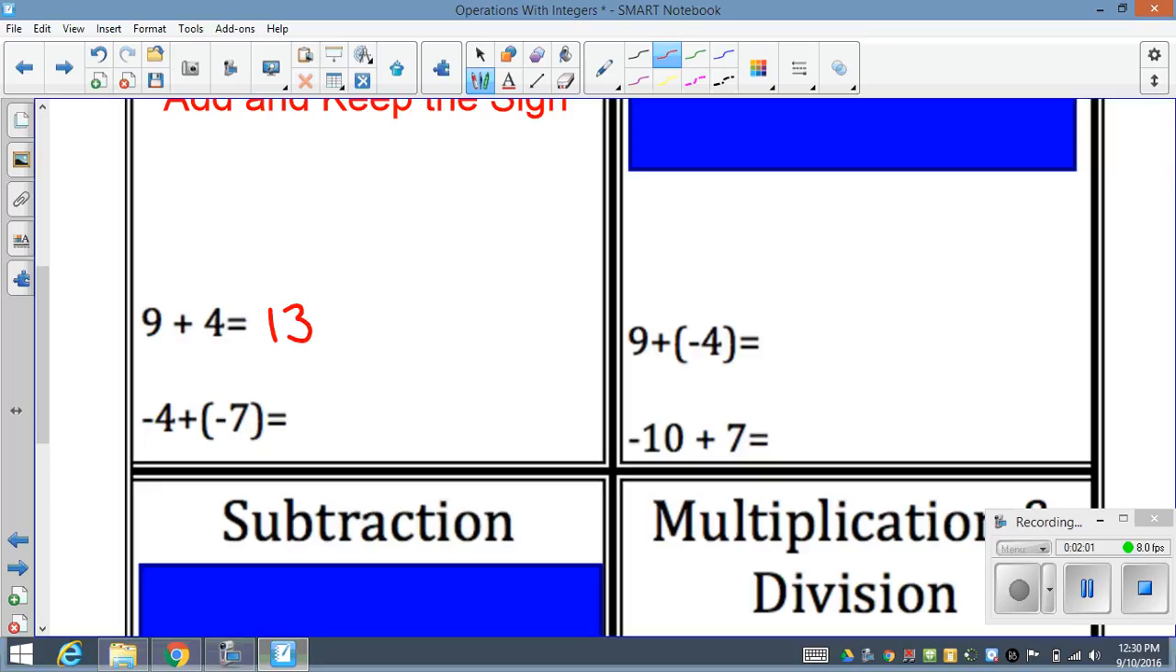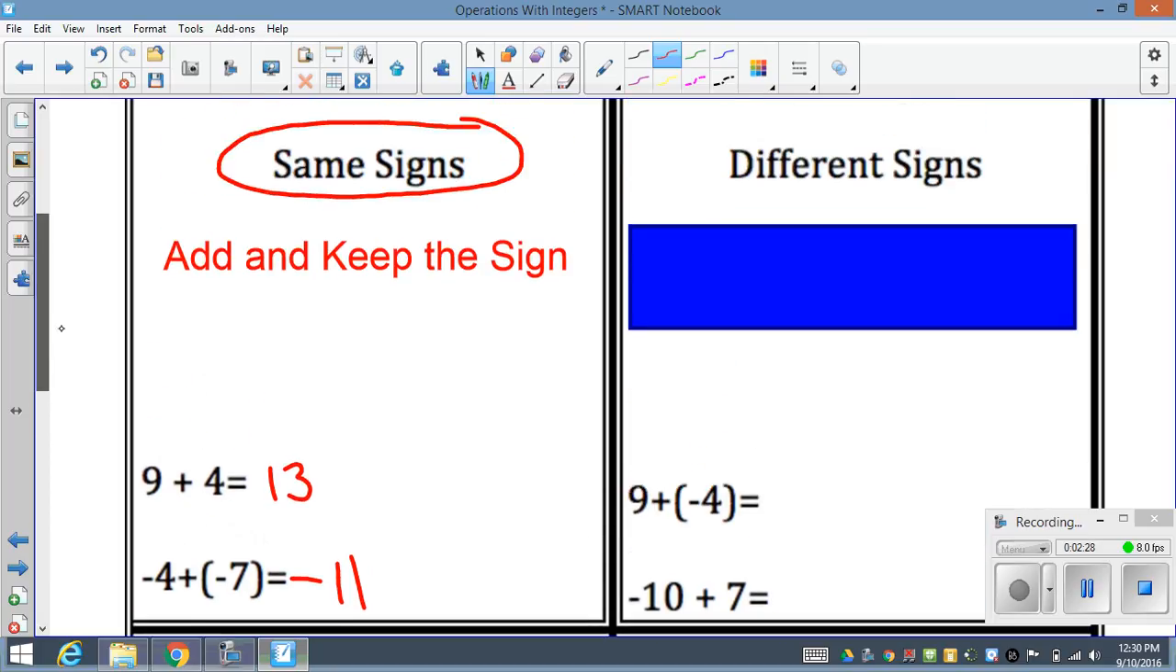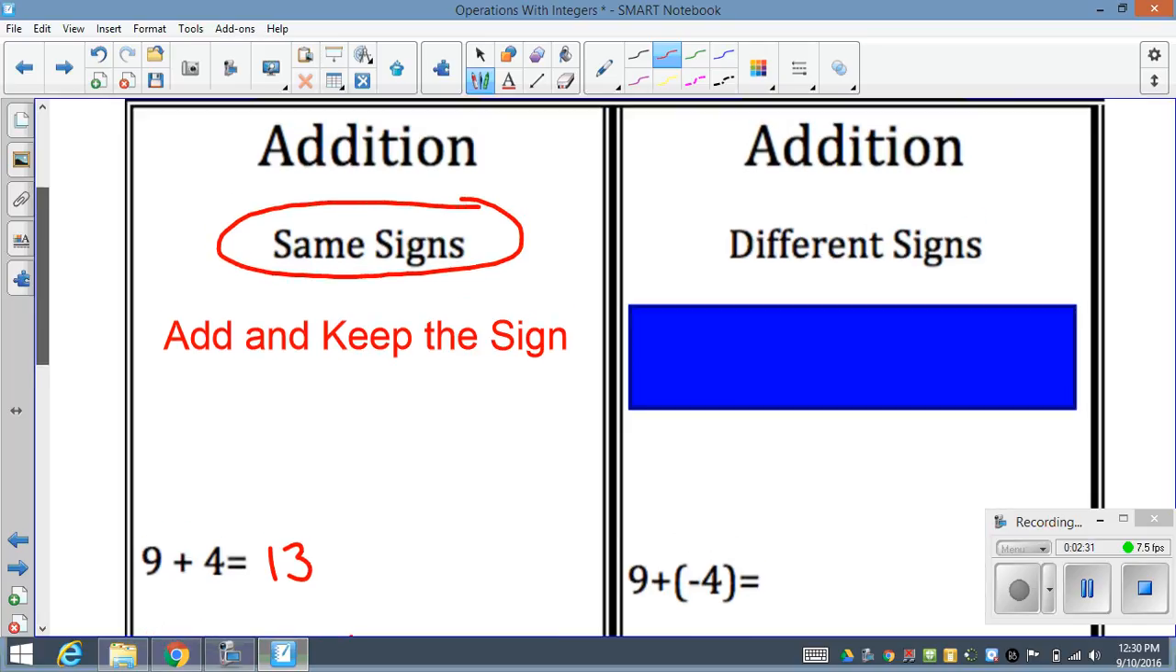Okay? Now, in the second example, negative 4 plus negative 7. So I'm adding, and my signs are the same. So I'm going to add, 7 plus 4 is 11, and keep the sign, negative 11. If you think about your algebra tiles there, that's 4 red tiles. We lay down 7 more red tiles. That's a total of 11 red tiles. So negative 11. So if our signs are the same, we add and keep the sign.